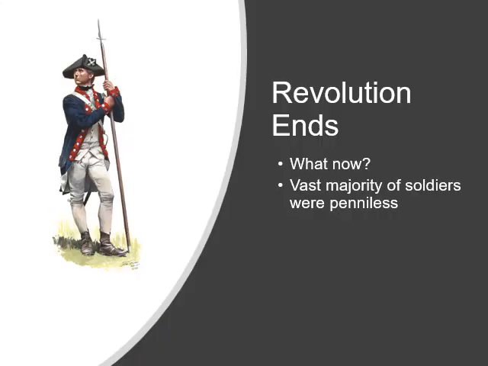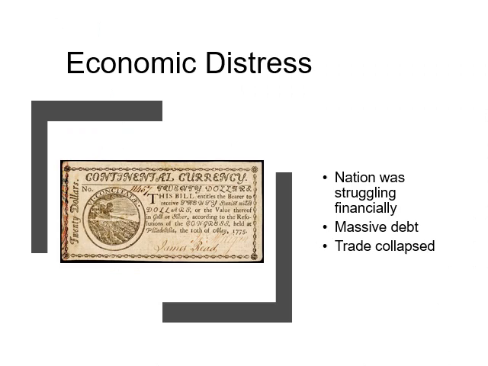What happened in Shays' Rebellion is, of course, the revolution ends. All these people fought, they've raised these militias, they've had a continental army, but the vast majority of soldiers were left penniless. The government was unable to pay them. So these soldiers are wondering, what do we do now? We fought for this newly found country, but what comes next? So there's a lot of economic distress. The nation was struggling financially. They had that massive debt from the war and from also the inability to raise money. And trade was collapsing. They weren't generating revenue through trade to be able to take care of these soldiers.